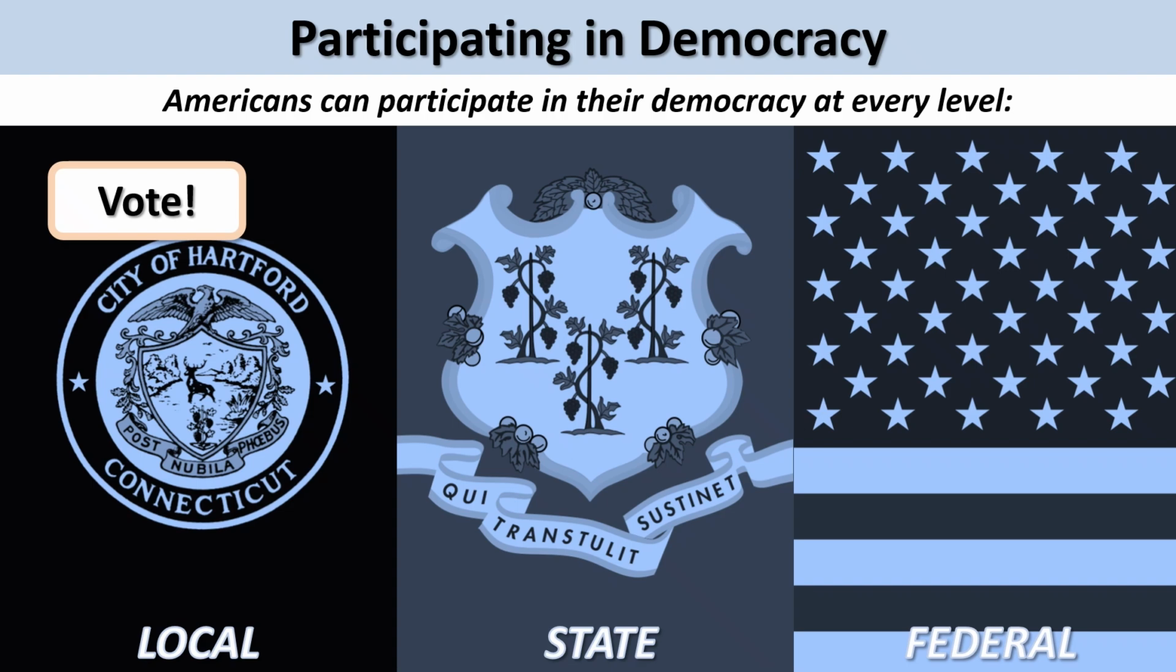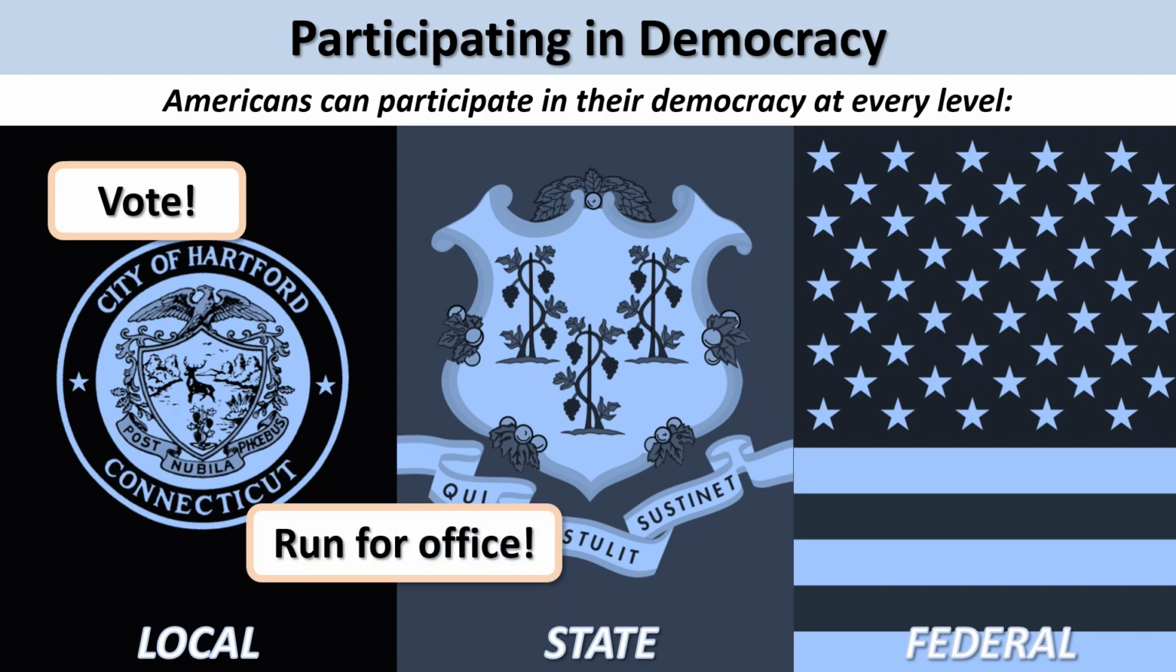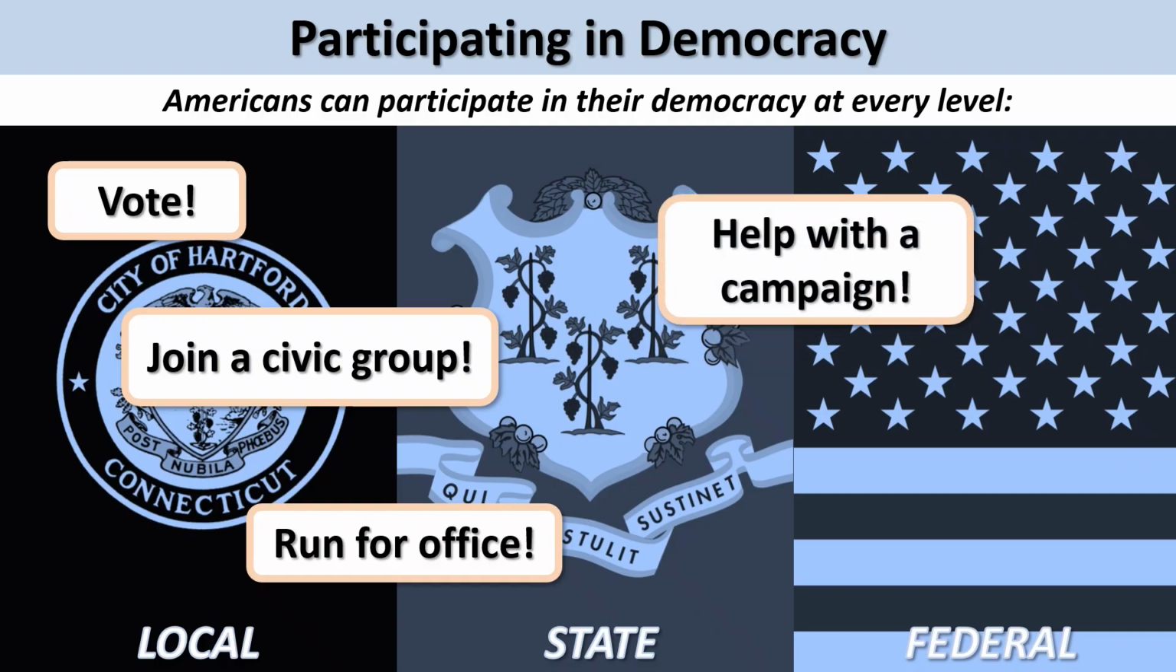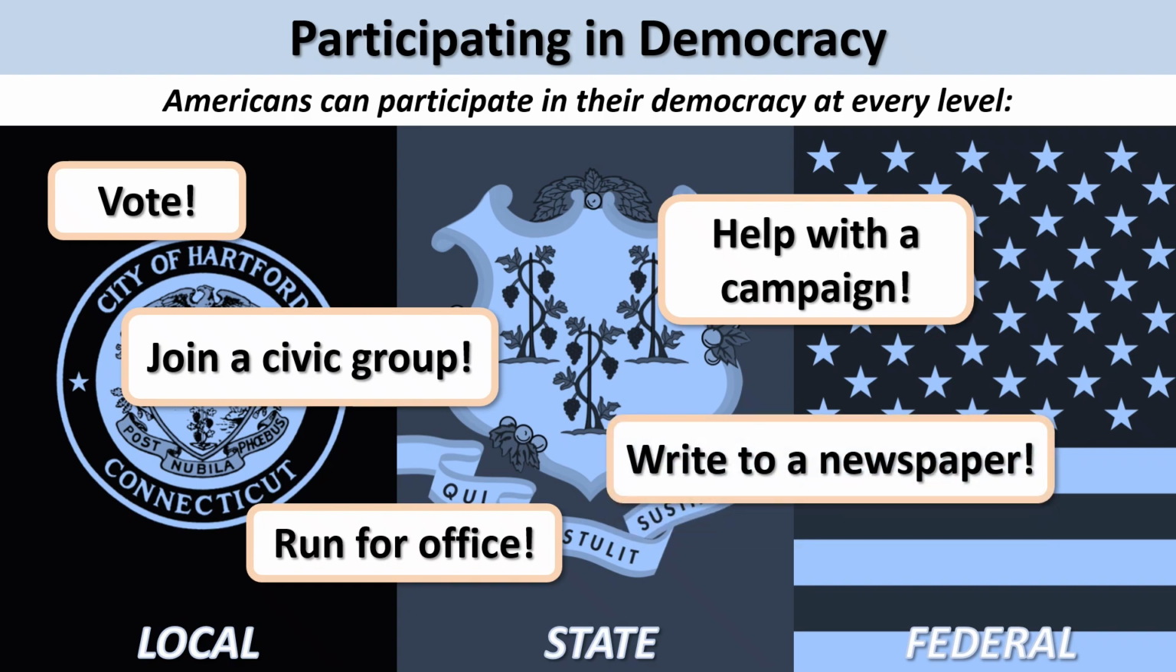U.S. citizens also have the ability to run for office, which means citizens can put themselves forward as candidates for governor, senator, representative, or other local, state, or federal government roles. Anyone living in the United States can also make their opinion known in other ways. Someone living in the U.S. can join a civic group, for example, or help with a campaign. People can also share their opinions and try to convince others to see things their way by writing to a newspaper. And there are many other ways Americans can participate in their democracy.